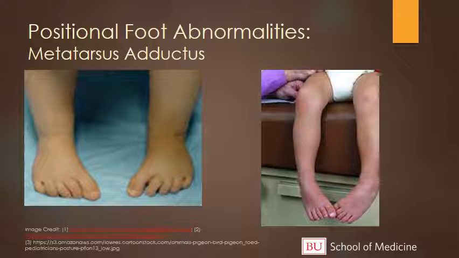The final exam findings we will focus on are positional foot abnormalities. These are common findings that are seen as in-toeing or pigeon toes in newborns or young children. The most common positional foot abnormality seen in a newborn is called metatarsus adductus. There are other positional foot abnormalities that often don't present until later in a child's development, so we won't focus on those in this module.